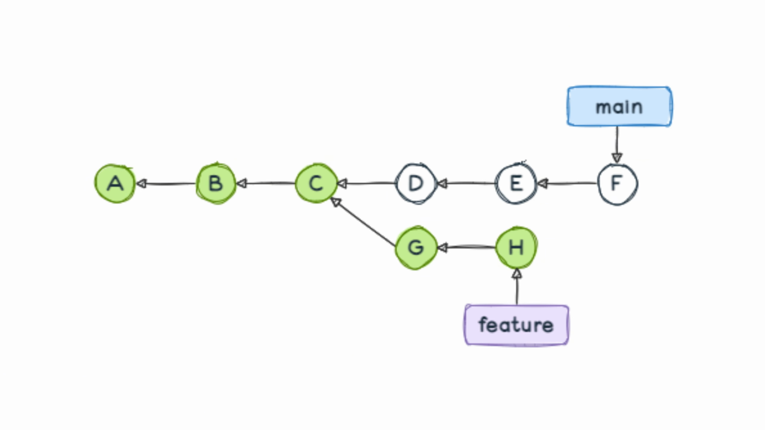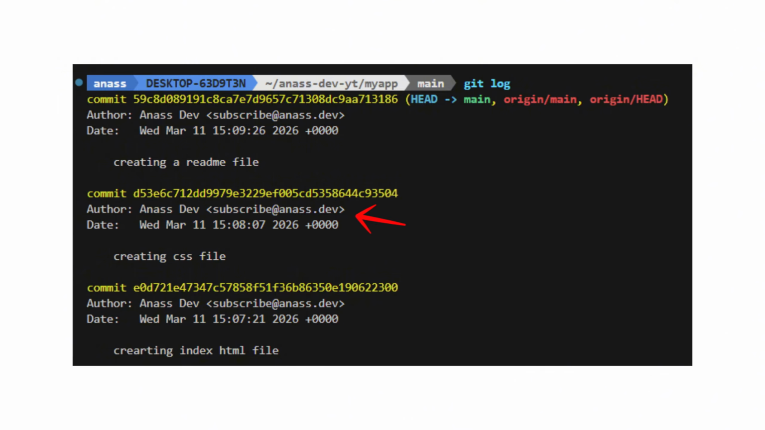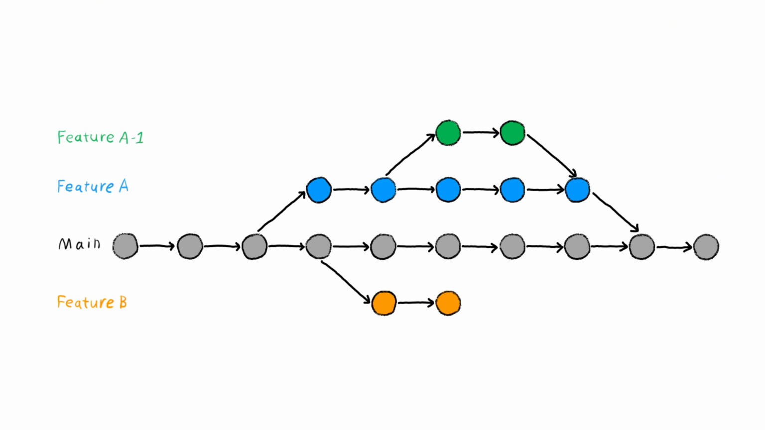A commit is just one of those snapshots, and each one comes with the author of the change, a date, and a message you write describing what you did. It also gets a unique ID called a hash, so Git can always find it. Branches are where Git gets really powerful.